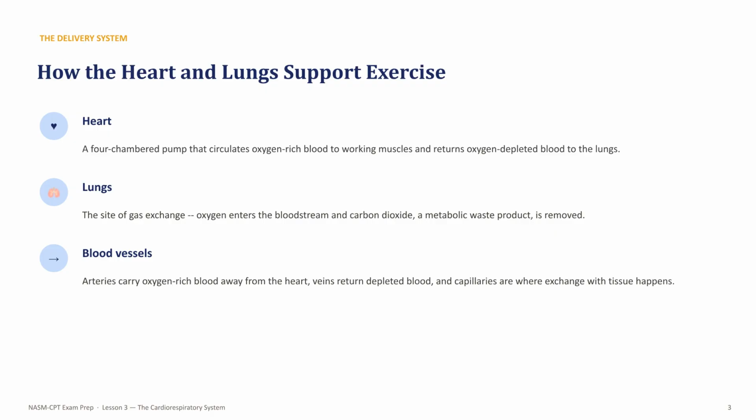Let's talk about the delivery system. First, the heart, a 4-chambered pump that circulates oxygen-rich blood to working muscles and returns oxygen-depleted blood to the lungs. Second, the lungs. This is the site of gas exchange. Oxygen enters the bloodstream, and carbon dioxide, a metabolic waste product, is removed. And third, blood vessels. Arteries carry oxygen-rich blood away from the heart. Veins return depleted blood. And capillaries are where the actual exchange with tissue happens.